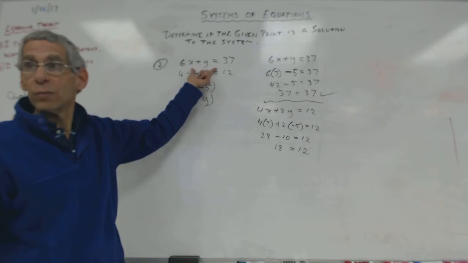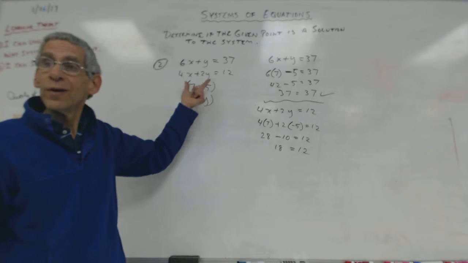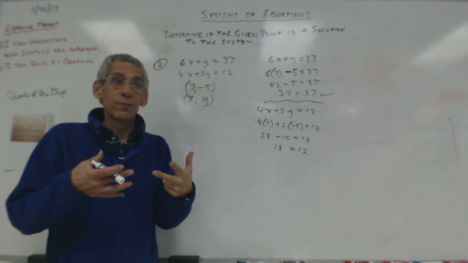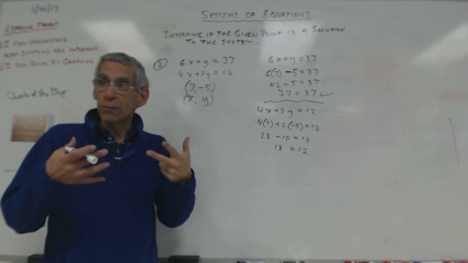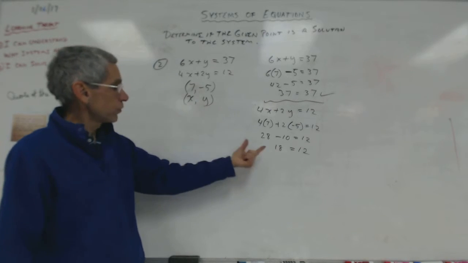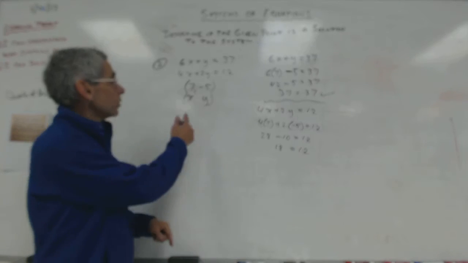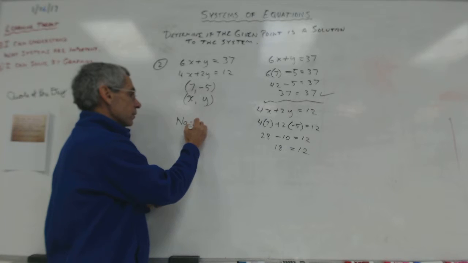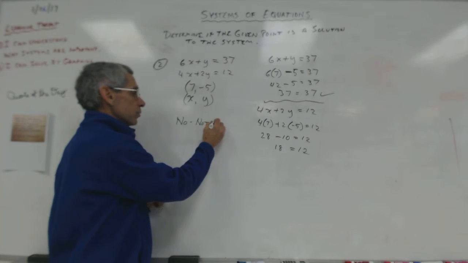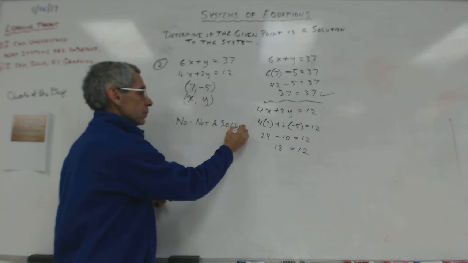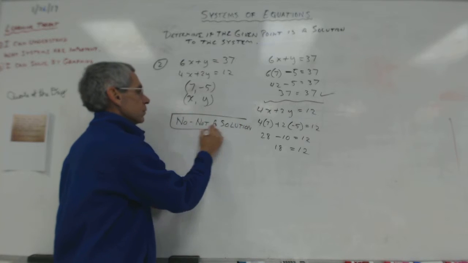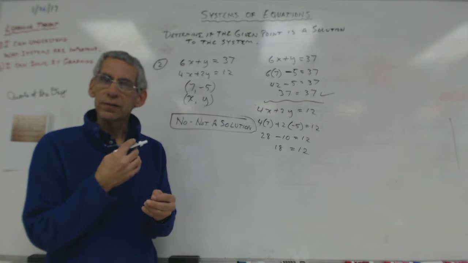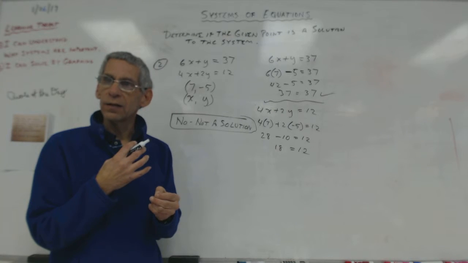It is a solution to this one, but it's not a solution to this one. But in order to be a solution to the system, it has to be both, right? It has to be true for both. So it's not true for the second one. Therefore, no. Absolutely not. Not a solution. Or you could just say no. But does it make sense? Do you guys understand that?